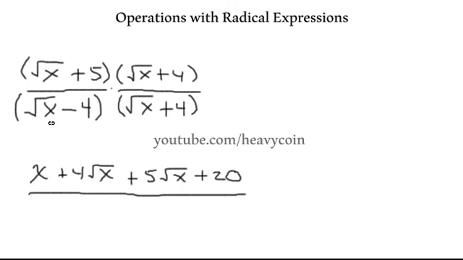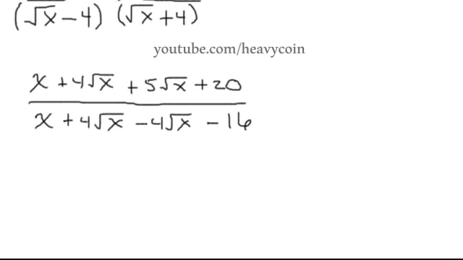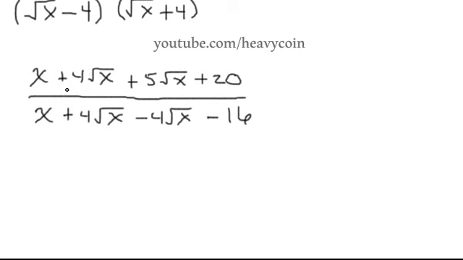So we do the bottom. Square root of x times the square root of x is just x. The square root of x times 4 is 4 times the square root of x, and then we have minus 4 times the square root of x, right? Negative 4 times the square root of x, and then negative 4 times positive 4 is negative 16. So now we need to simplify this down, collect up some like terms. We have an x. Looking at the numerator, these two here are like terms, so 4 plus 5 is 9.